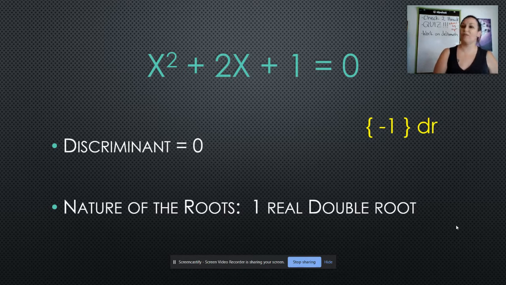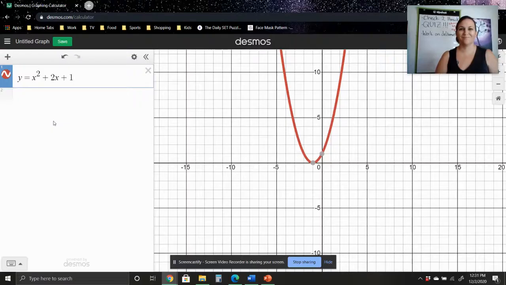Let's take a look at what that looks like on a graph. Here's the graph of the equation. Remember, we said that the roots are the x-intercepts, and so you'll notice that in this picture, my graph is only touching the x-axis once, unlike our other ones where it was touching twice. So that's where we get our double root, and it's just a single number, the number -1.